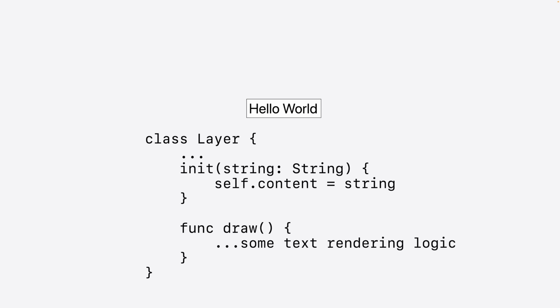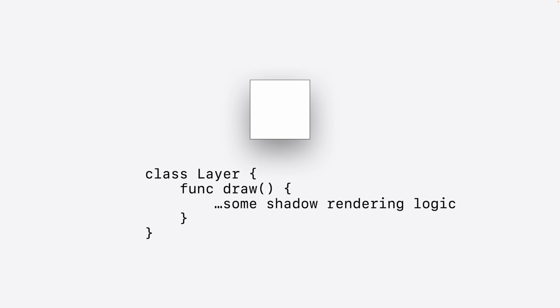So if we get some text-related information through, say, dependency injection, then we can use the string data for text rendering. Or if we receive some parameters for shadow rendering, we can also detect it here and draw the shadow. You may have noticed that the shadow is not within our frame, which indicates that our canvas is not limited to just the selected range.